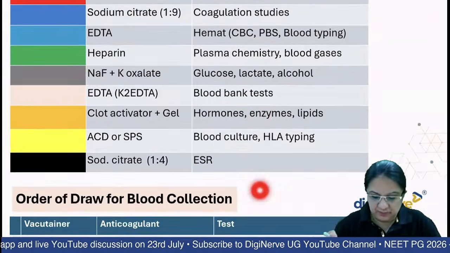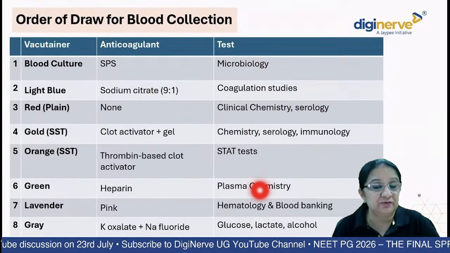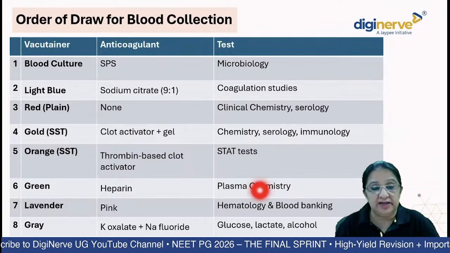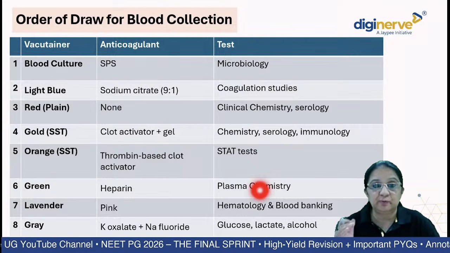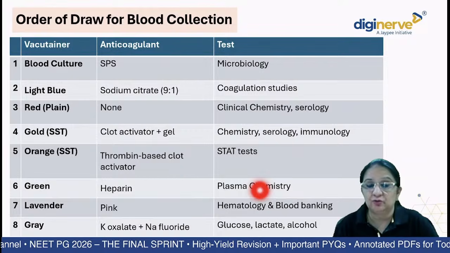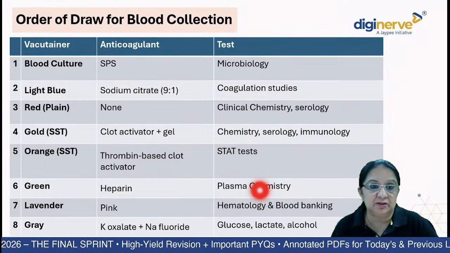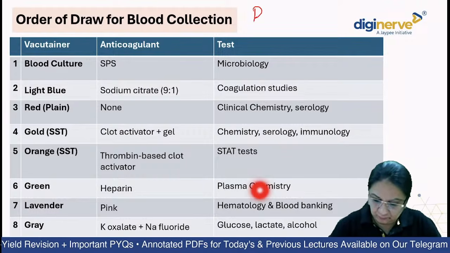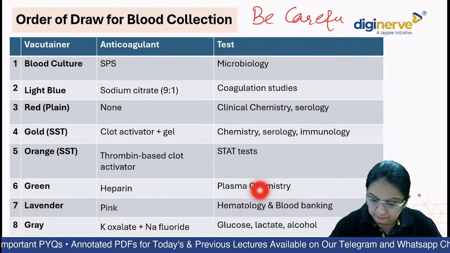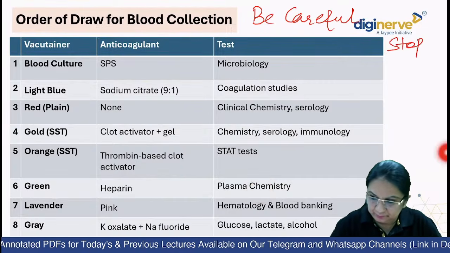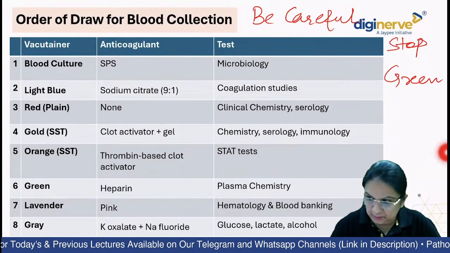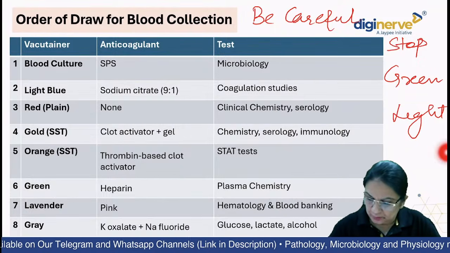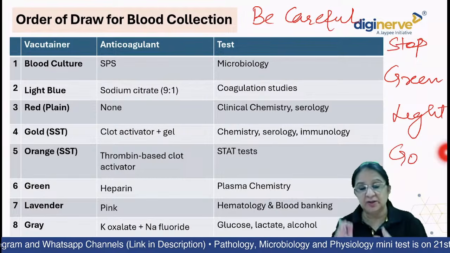All right. So there's an order of draw for blood collection also. You are an intern or a junior resident and you've been asked to collect blood for various tests. Then what is the order that you follow for using the vacutainers? Just remember: be careful, stop, green light, go. Okay, be careful, stop, green light, go.